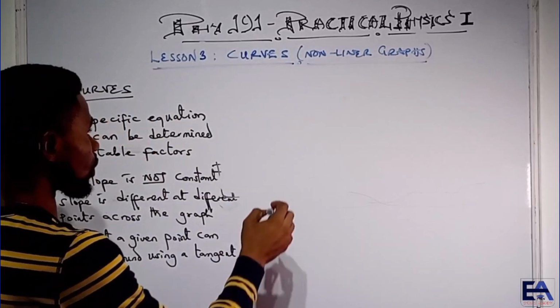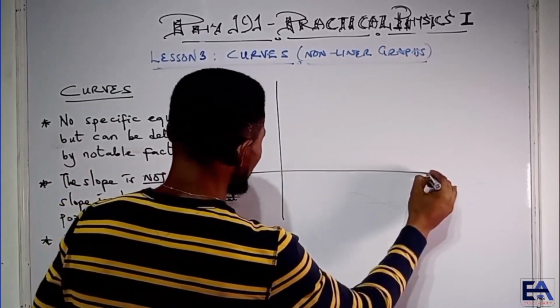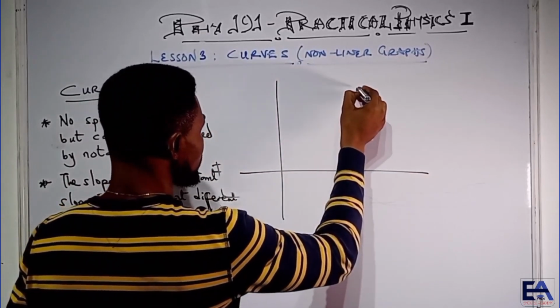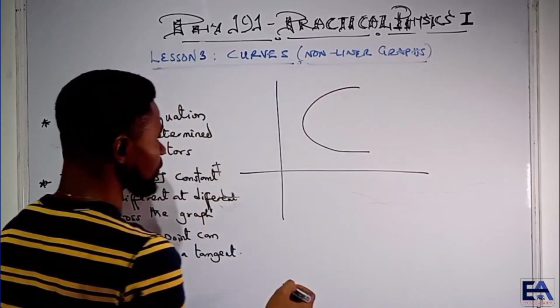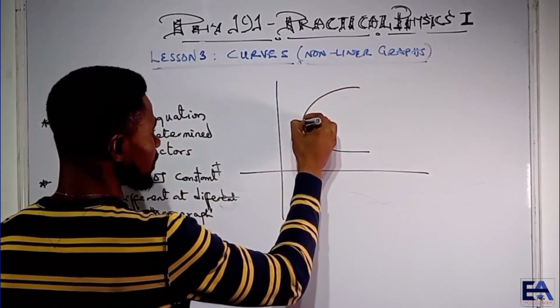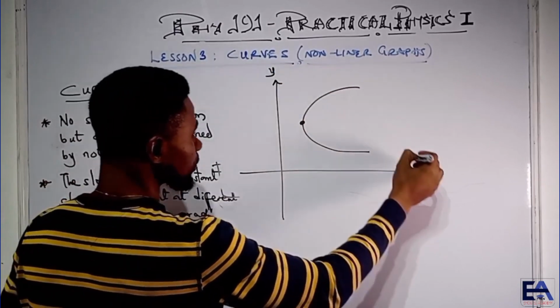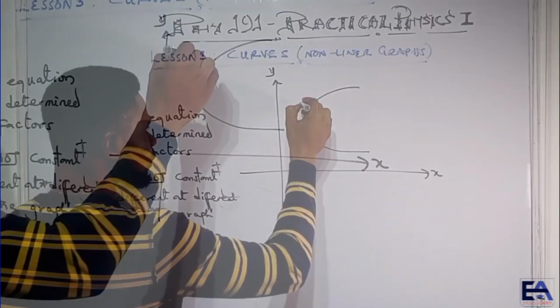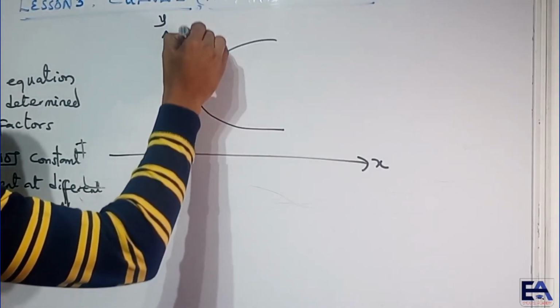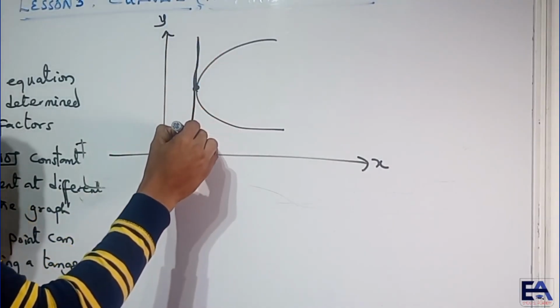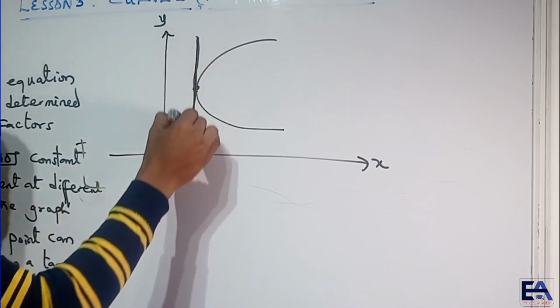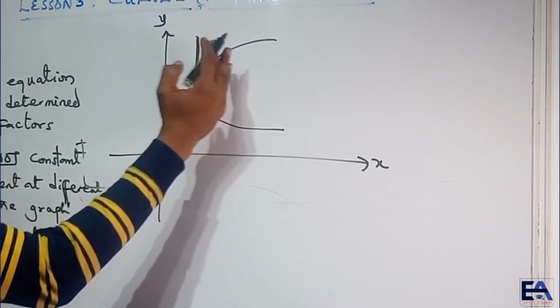Be it a tangent or an ordinary straight line, what happens? So let's say we have a C-shaped graph, and then the question says find the slope at this particular point here, okay? So if you draw a tangent, clearly the tangent is going to be a line that is parallel to the y-axis.